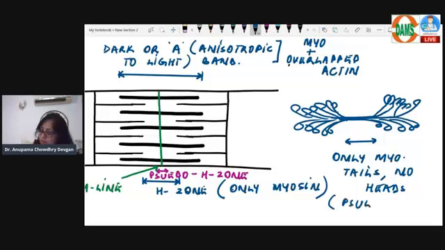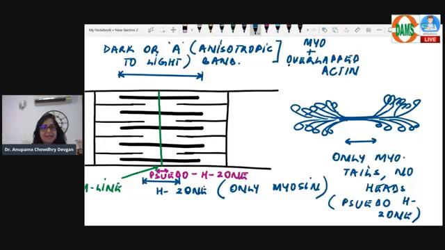This forms the pseudo-H zone. So if you look at a thick filament, there will be a small area in the center where only the myosin tails are present, no heads. How is the thick filament formed? By myosin molecules held together like a bunch, with the heads protruding in 360 degrees. The area in the center of the thick filament where only the myosin tails are present, with no heads, forms the pseudo-H zone.